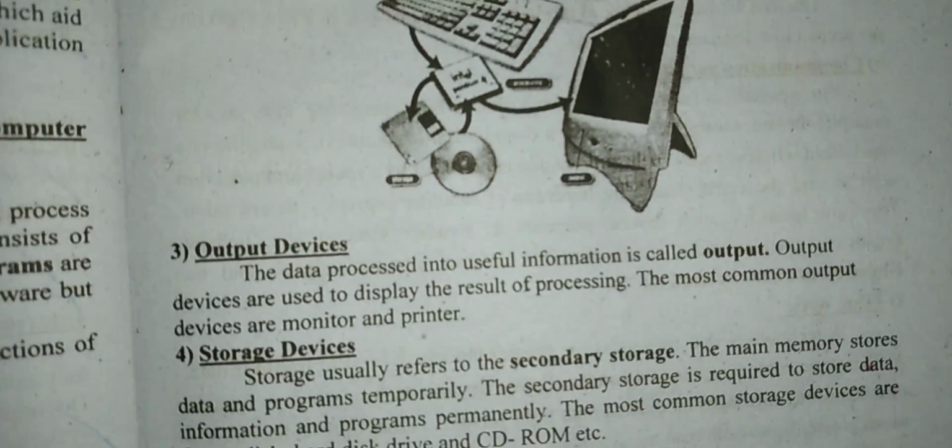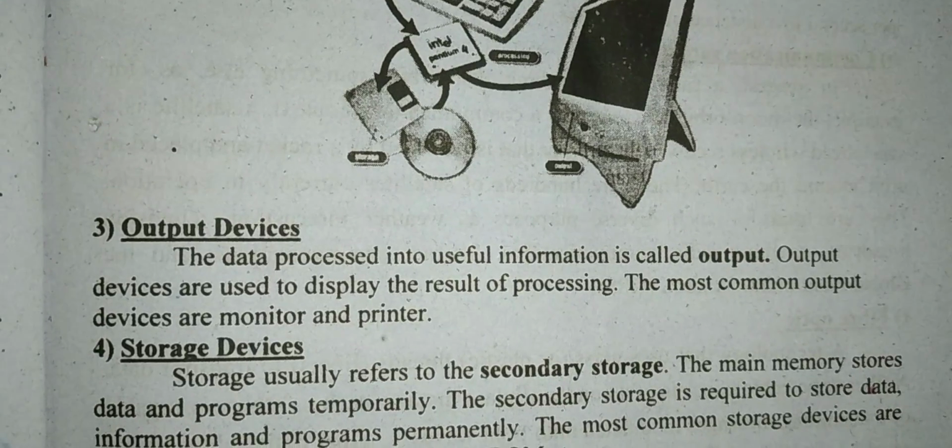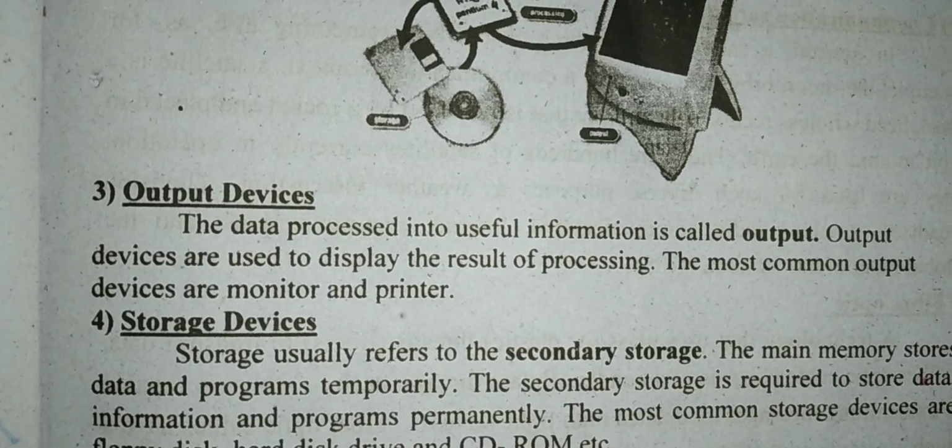What is an output device? The output of processing into useful information is called output. Output devices are used to display the result of processing. The most common output devices are monitor and printer.